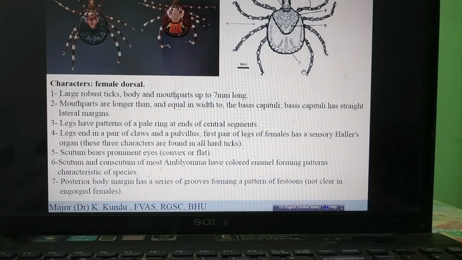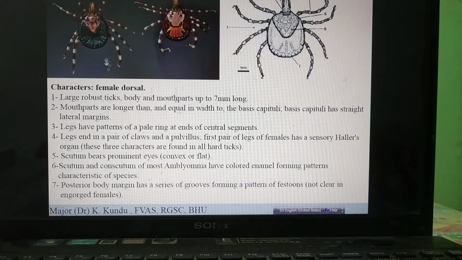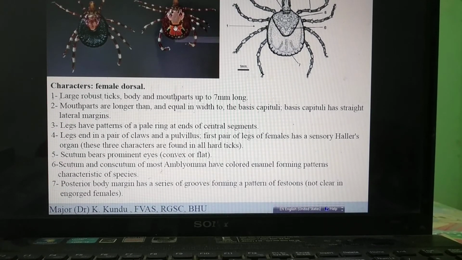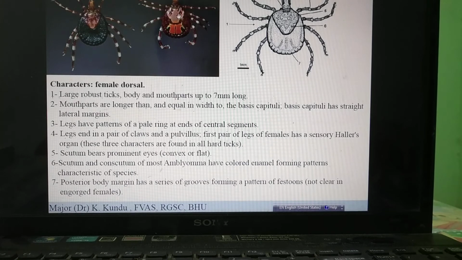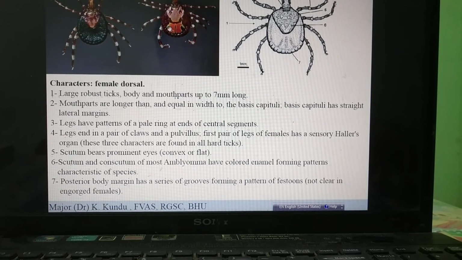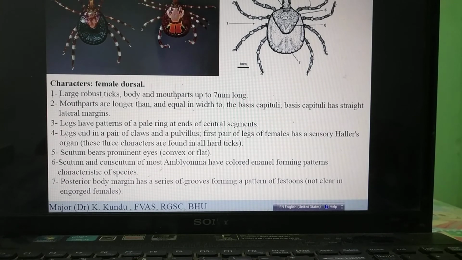Then let us come to amblyomma. Now these amblyomma, again you can see the male tick. This is the male tick on the right side, the female tick on the left side. The most important thing in amblyomma, they are ornate ticks. Now you can see the colored pattern on the scutum. It has got an enamel-like color pattern on the scutum.